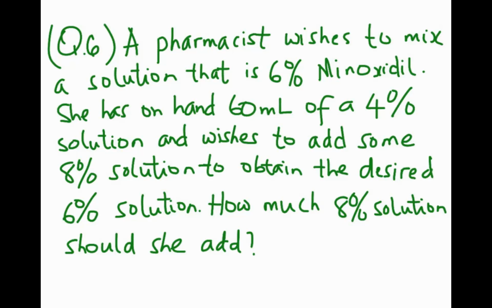Question 6. A pharmacist wishes to mix a solution that is 6% Minoxidil. I'm not sure if I pronounce this chemical right. Okay, that is 6% Minoxidil. She has on hand 60 milliliters of a 4% solution and wishes to add some 8% solution to obtain the desired 6% solution. How much 8% solution should she add?